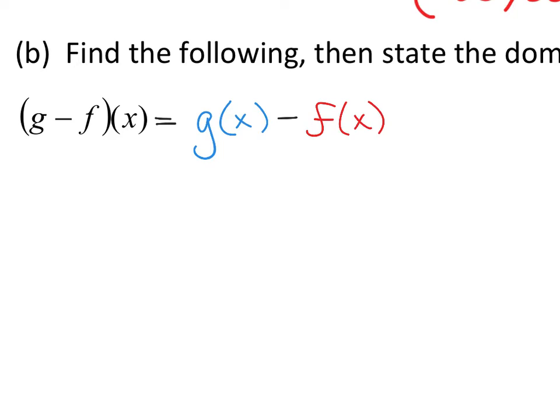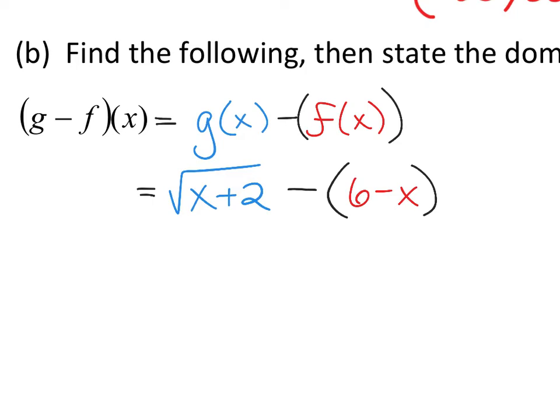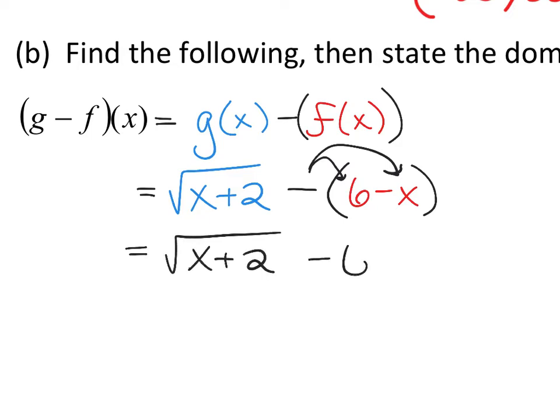And that's easy, because we can just put those functions where they belong. Remember to always put the second one in parentheses, and if you need to remind yourself, put this in parentheses, maybe that's helpful. So g of x is square root of x plus 2, and we're just going to subtract 6 minus x. Great. Subtracting means we're just going to add the opposite. So I distribute the negative sign. This is -6 positive x. So I have square root of x plus 2, and then behind it, -6 plus x.